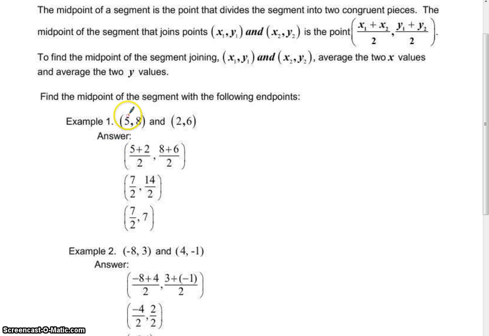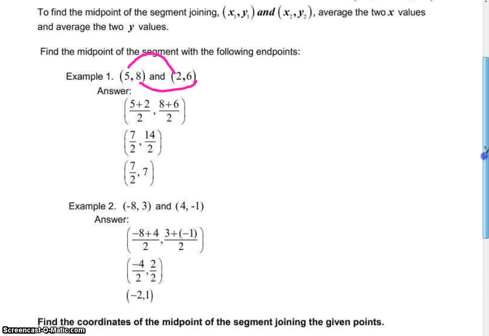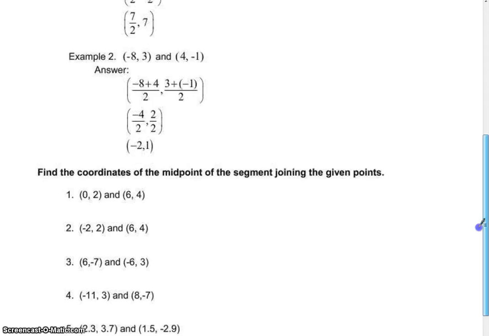So basically all we did was we took our x's, we added them, we divided by 2. We took our y's, we added them, we divided by 2. It's okay for it to be a decimal or a fraction. It's okay for it to be negative.